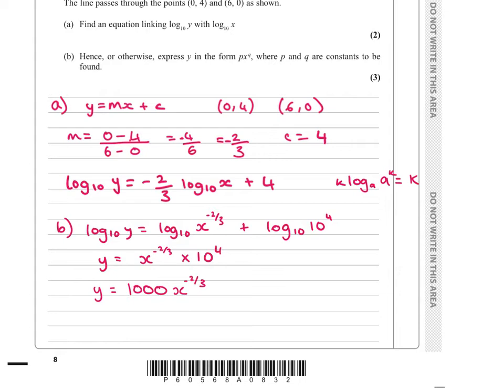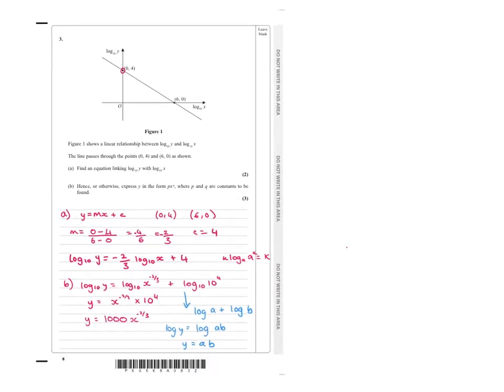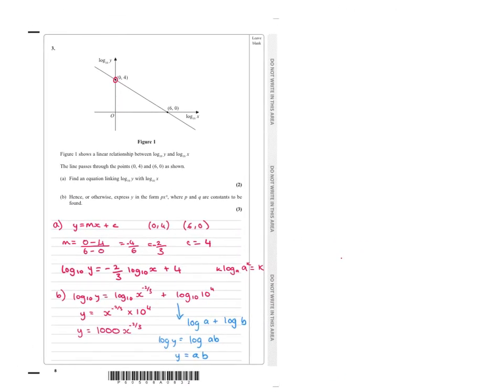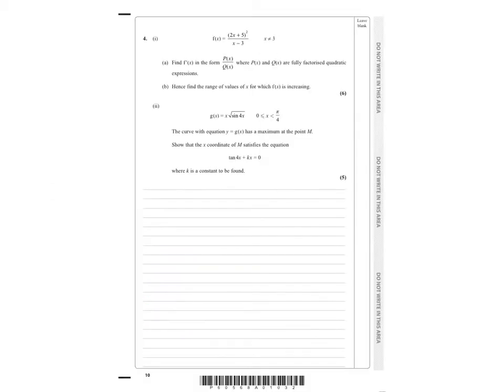Okay, I have skipped a few steps, but just remember that log of a plus log of b is log of ab. Okay, and then once you've got logs on both sides, so then essentially I had log of y equals log of ab, so that means y equals ab. Okay, so this is back to pure 2. So there we have it. Question 3 complete. Full marks.